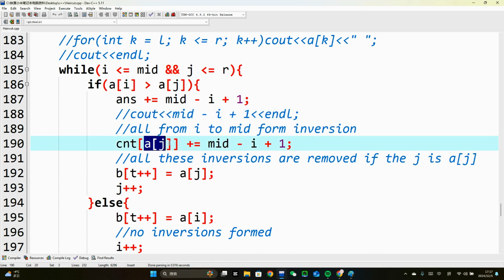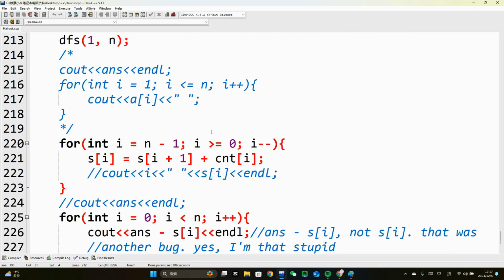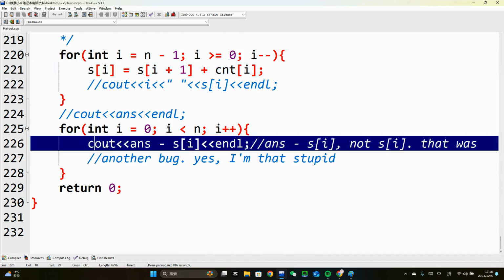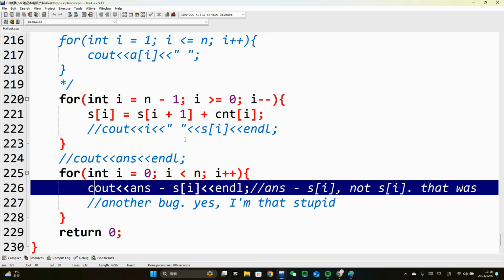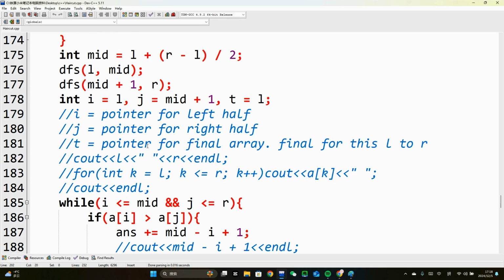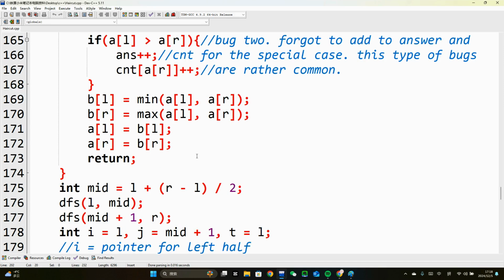In the code, cnt[aj] just means how many pairs of inversions have aj as the second element. Then we take the suffix sum of cnt, call it s[i], and s[i] represents how many pairs of inversions will be removed when j is equal to i. Since we already know the total number of inversions, the total minus the number that will be removed for each j is the answer we'll get. The time complexity of this algorithm is just the time complexity of finding the inversions, which is n log n, the same as merge sort.